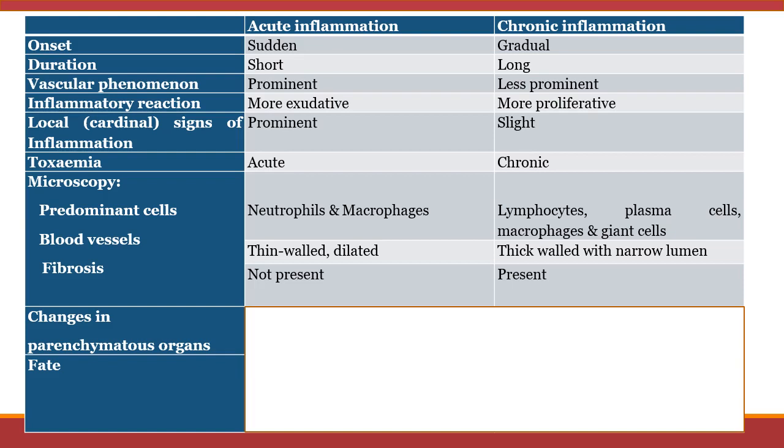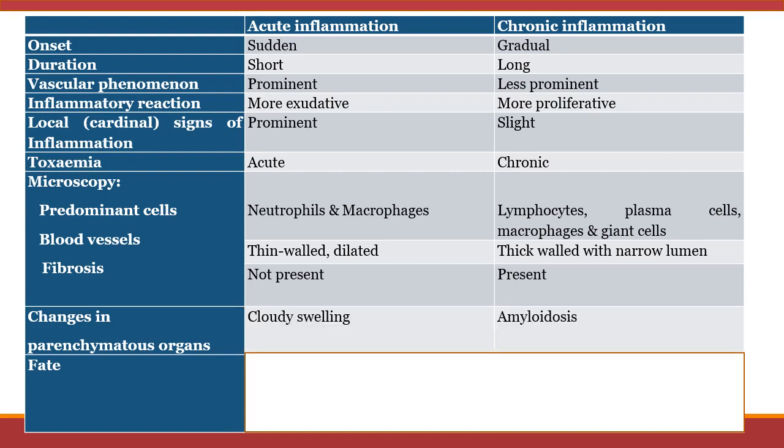While in chronic inflammation, the main change we are going to see in parenchymatous organs, especially the kidney, is the disease called amyloidosis that we mentioned in many locations. So those two manifestations, cloudy swelling and amyloidosis, are options of changes that can happen in the different parenchymatous organs in relation to acute or chronic inflammation.